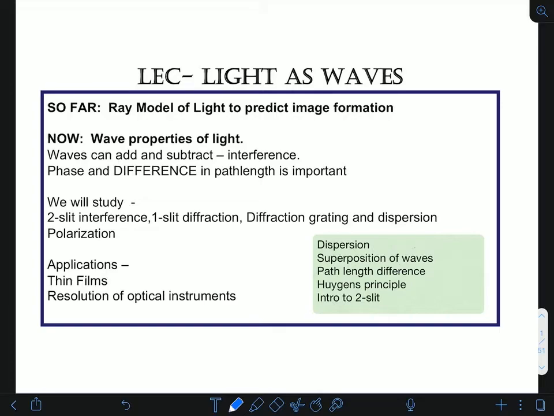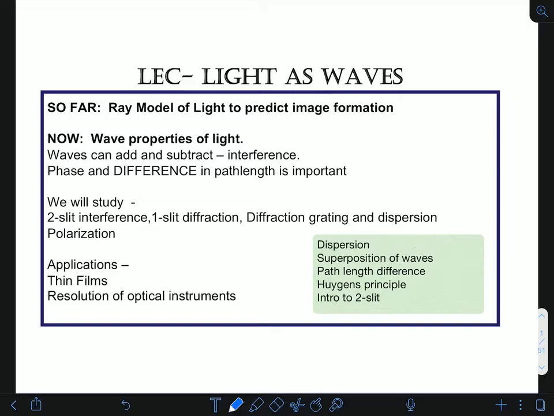So one thing that's going to play an important role is phase difference. Remember that waves can add and subtract through interference, if you remember from Physics 120. And so the phase that they add at is very important. Is it half a wavelength? Is it a full wavelength? Is it a part of a wavelength? That'll all determine if those waves add constructively or destructively. We'll talk about that more in a minute.